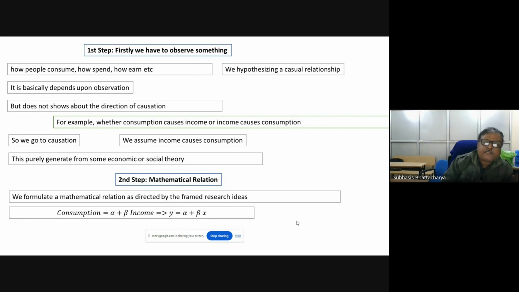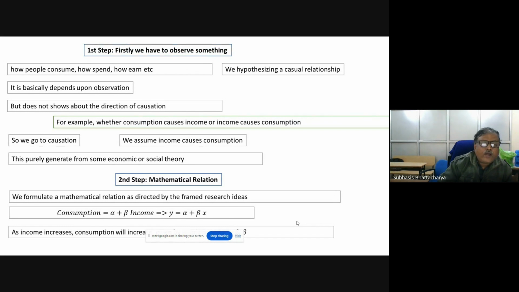So what we are telling is that there is a consumption income relationship, and it is a purely mathematical relation. That means you framed a hypothesis, that income causes consumption. Then we frame this idea. That means there is some relationship here. For simplicity, we assume a linear relationship, but it may not be true that everything is linear. It may be non-linear. So consumption depends on income.